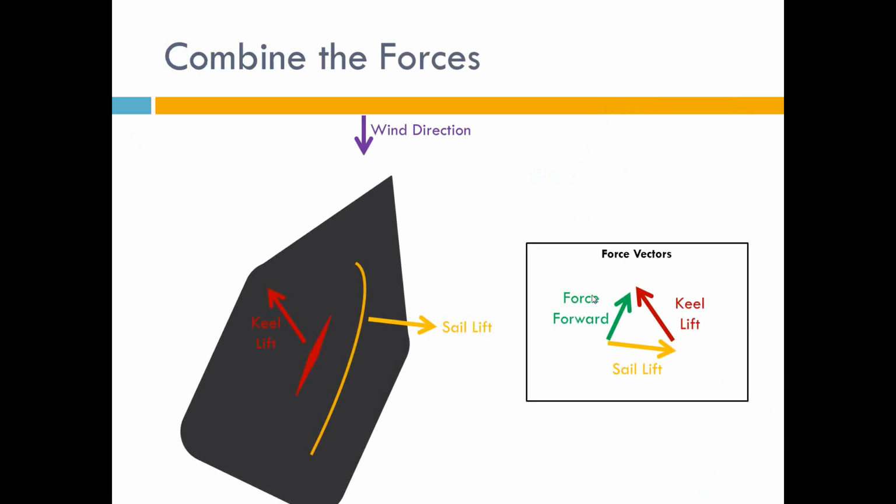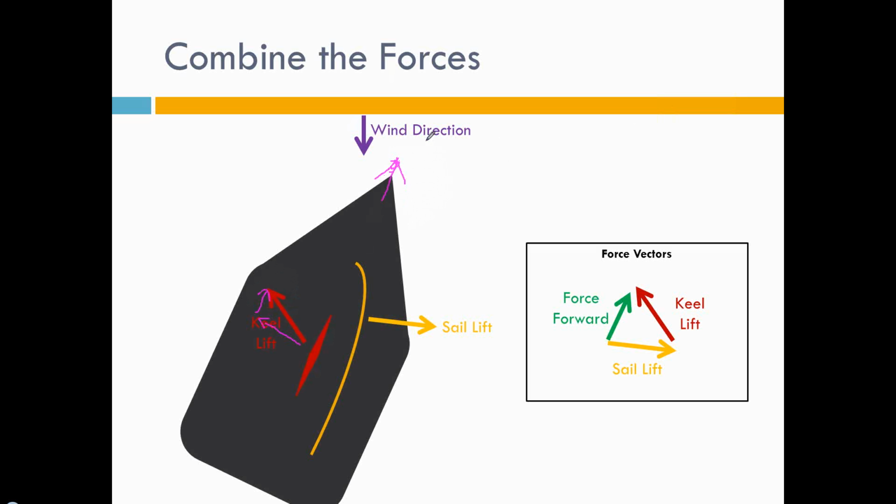Okay, so we know we have keel lift and we know we have sail lift, but we still don't know what that means in terms of getting a forward force that's going to move the boat in the direction we want to go. So if we take each of these forces and look at them individually, we'll note that they have some component in this direction and then some component in the direction that we want to go, because we want to go that way. It's a terrible arrow.